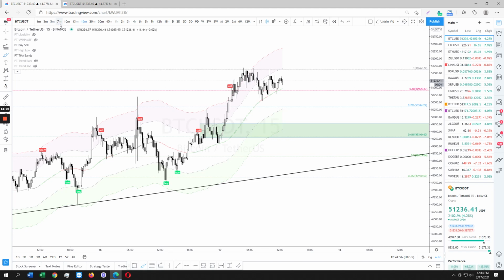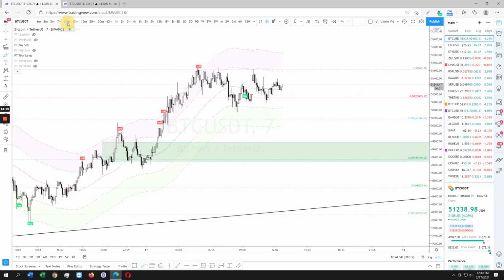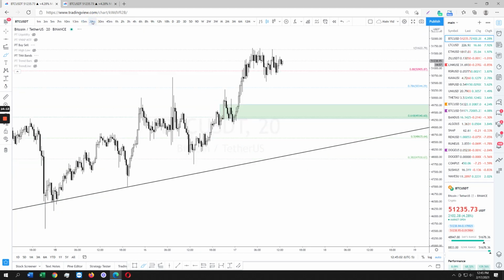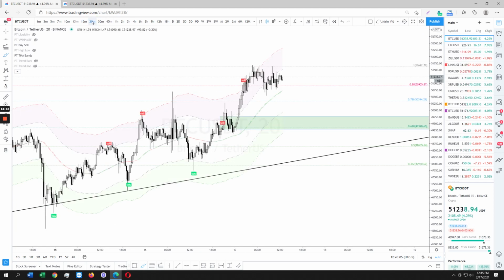10-minute and 5-minute don't really give me much. I mean, you can watch them, but 15-minute is my go-to. At 15 and my 20-minute, I want to be above the 15 and 20-minute mid TMA band. Absolutely want to be above this under all circumstances. Okay, cool. That's my micro view, guys.